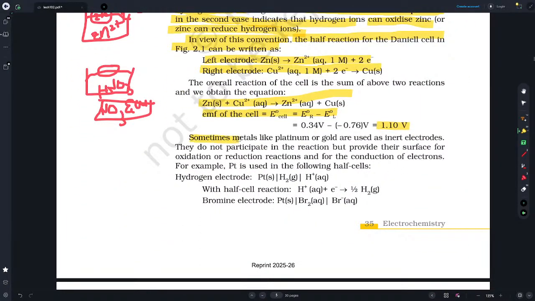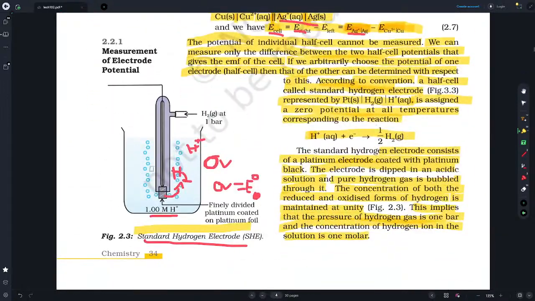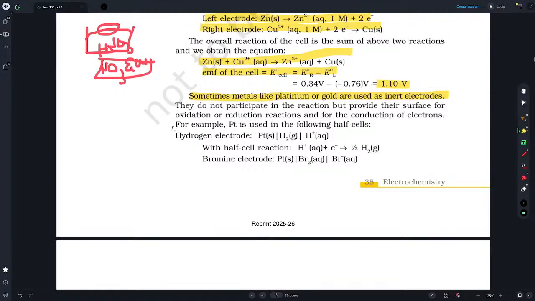Sometimes metals like platinum or gold are used as inert electrodes. As we see here, this one is a platinum electrode, used here as an inert electrode. They do not participate in the reaction but provide their surface for oxidation or reduction reactions and for the conduction of electrons.